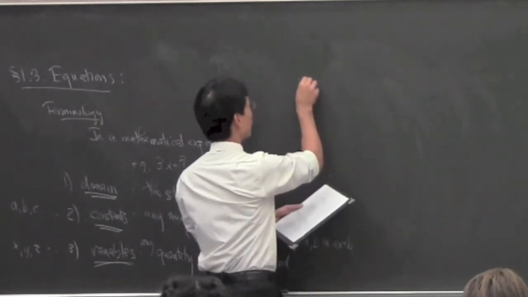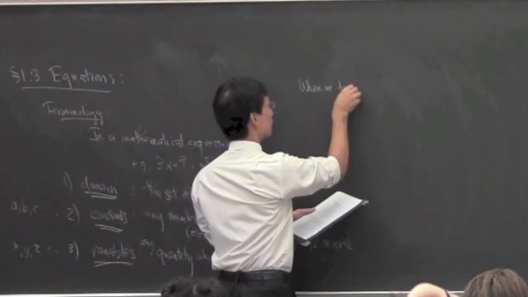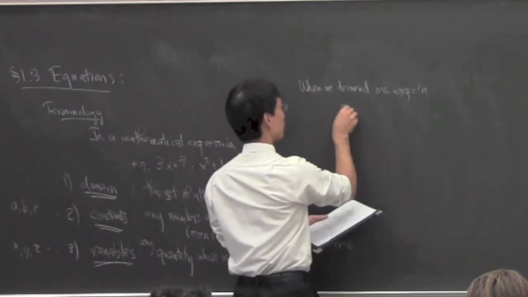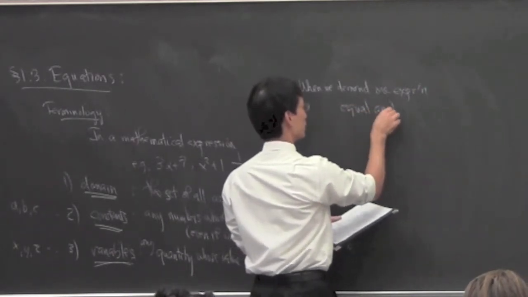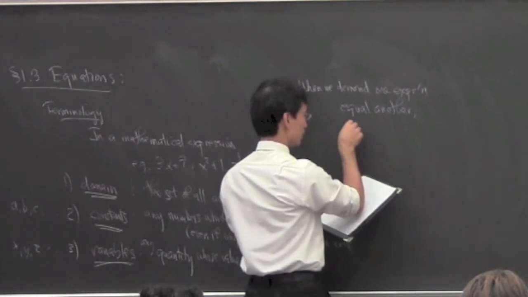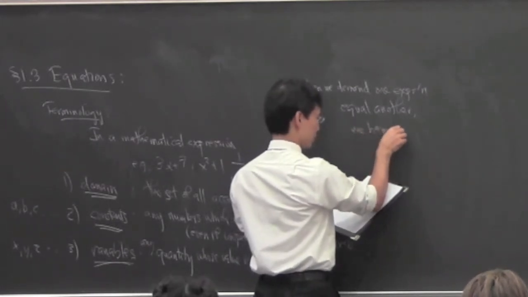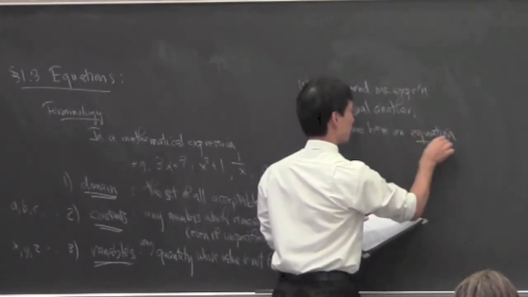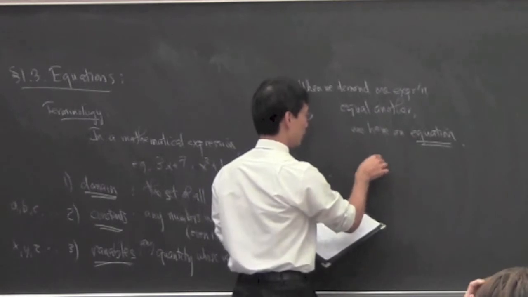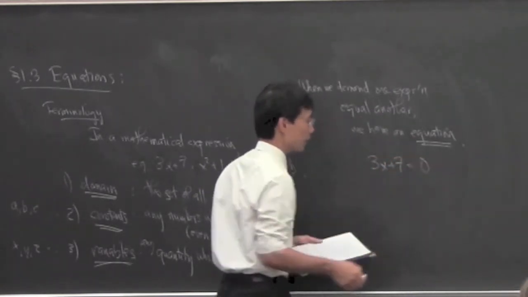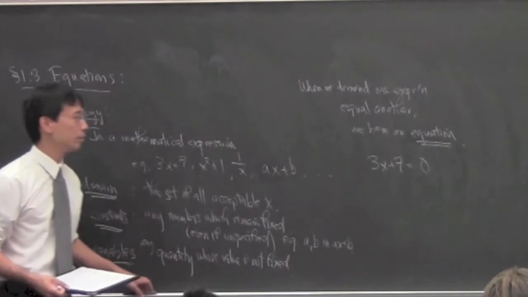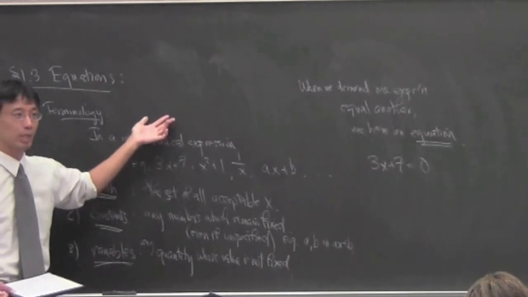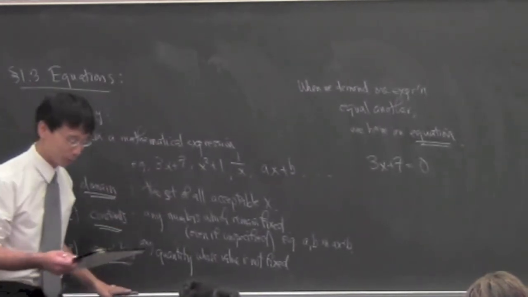When we demand that one expression equal another, we have an equation. For example, 3x plus 7 equals 0. We say we want 3x plus 7 to be equal to 0. We demand that these two be equal. This thing is called an equation. I'm sure you know it.